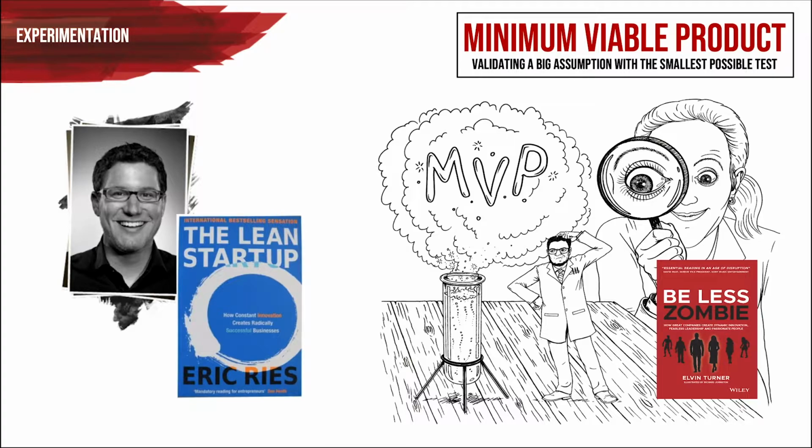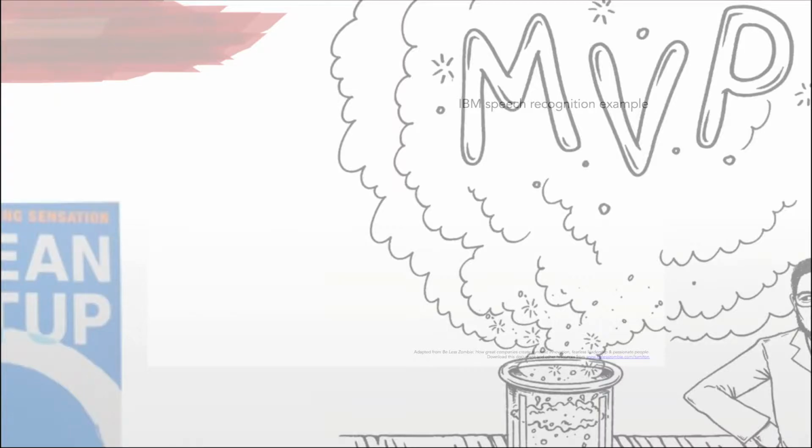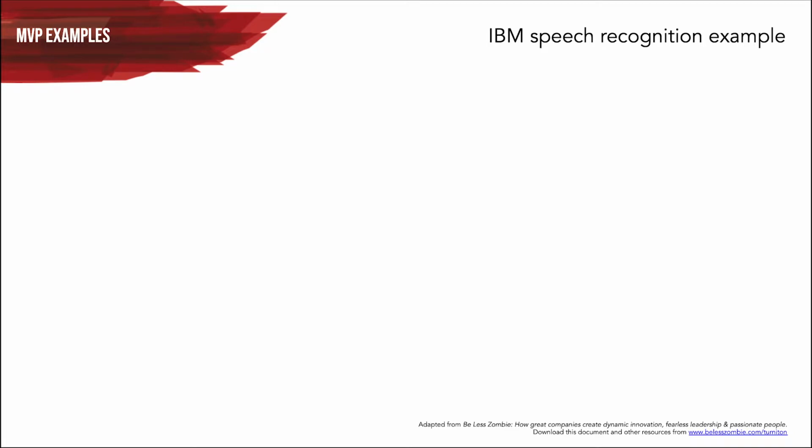Now, one of my favorite examples of an MVP, or a minimum viable product, actually predates the book by almost 40 years, and it's from IBM. So back in the late 70s, they were thinking about speech recognition as a potential business in the future. And they were curious about how much money could be made from it. But really, what do they not yet understand?